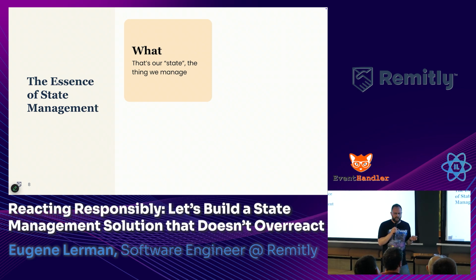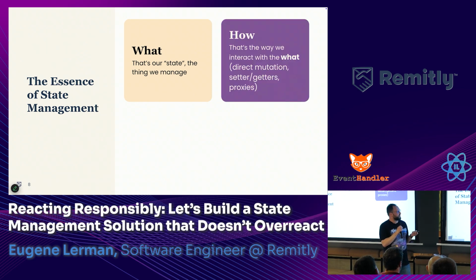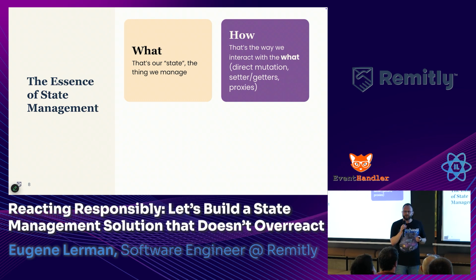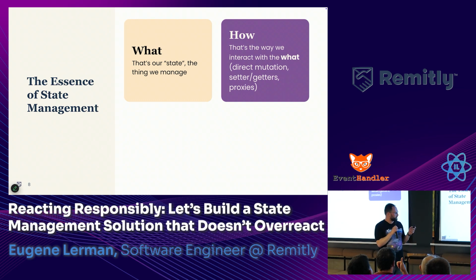Now, in order for the application to be interactive, we also need a how. Like, how do we interact with a state? Do we simply change it using getters and setters? Do we use direct mutation? Do we maybe use proxies? Has anyone ever used MobX? I'll get to that later, too.